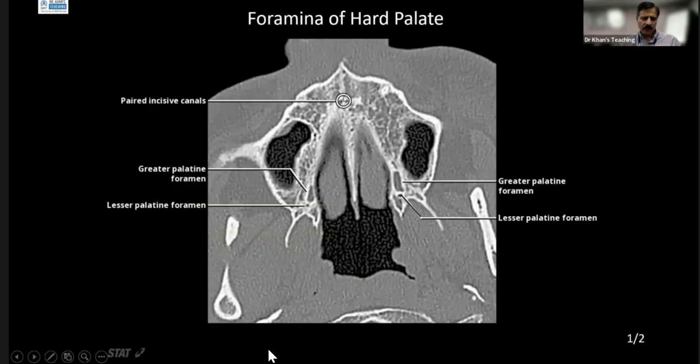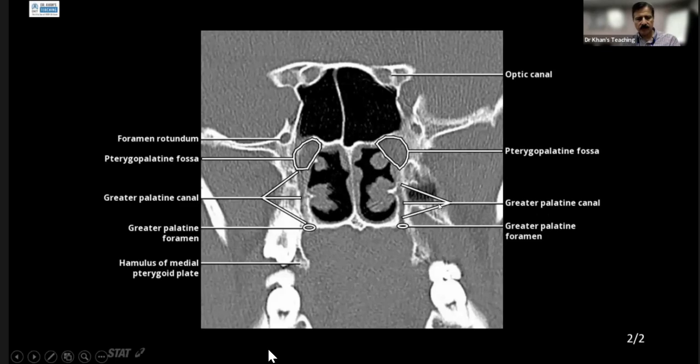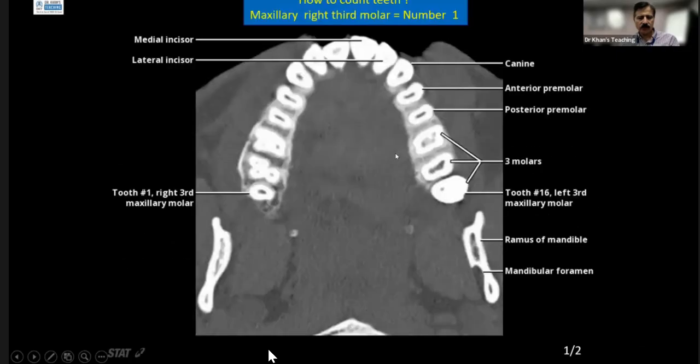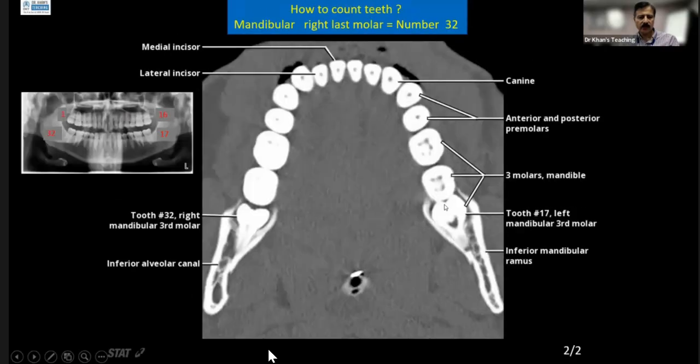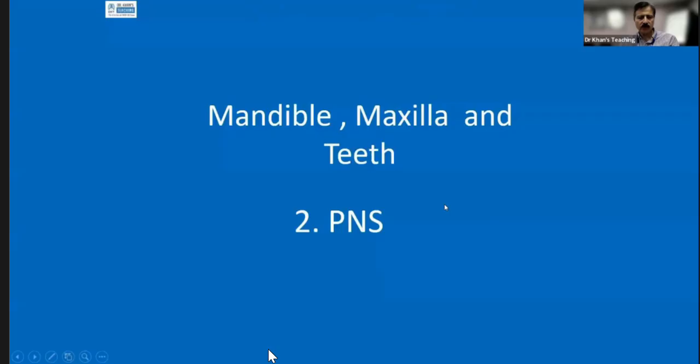You can see this incisive canal, and this is the greater palatine foramen. This is the lesser palatine foramen. And so on a coronal, please remember that this is in continuity with the greater palatine canal and the pterygopalatine fossa. Here again, the method of counting the teeth is depicted here, which we don't have to repeat.